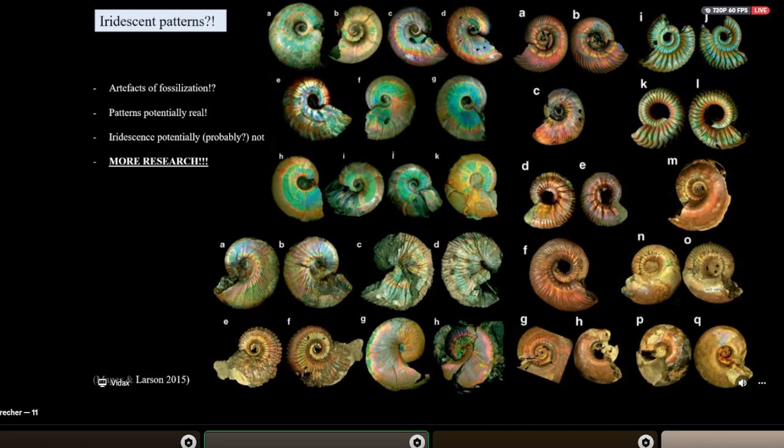The iridescent color is most likely an artifact of fossilization, although there has been no substantial research on this, and some authors have suggested that this is their actual color, but I would be very wary of that, because this can change a lot during recrystallization of minerals and the rearrangement during fossilization. It's likely that the pattern is real, but the color may not be, and I would be very wary of that when reconstructing them.